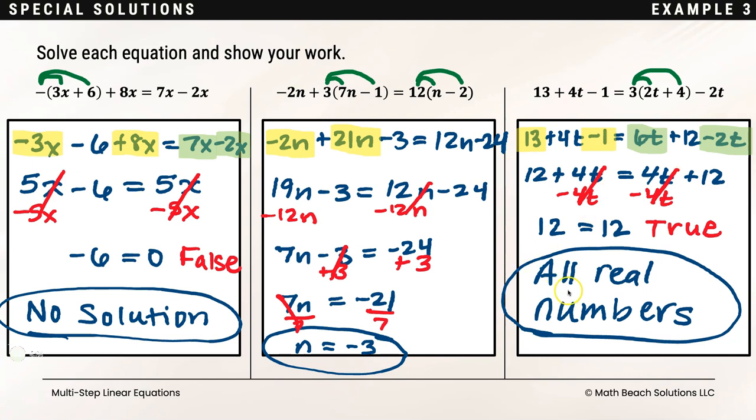That means I can plug in 13 for t, and it will result in a true statement. Or I could plug in negative 0.012 for t, and this will result in a true statement.